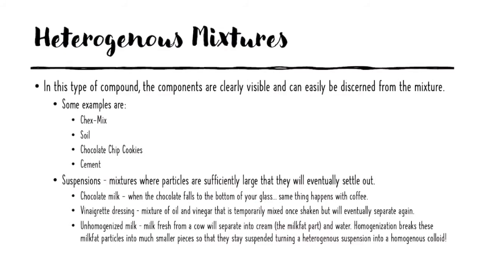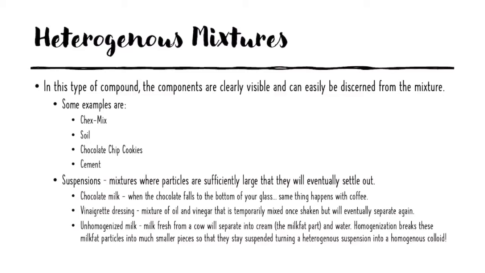And then we have heterogeneous mixtures. So in this type of mixture, the components are clearly visible and can easily be discerned from the rest of the mixture. So some examples would be like Chex Mix. You can see all the different pieces of snack in your Chex Mix. Soil, you can see the different components of soil if you take a close look at it. Chocolate chip cookies, or cement. If you look really close at cement, you can see all the rocks and the sand and stuff mixed in there.